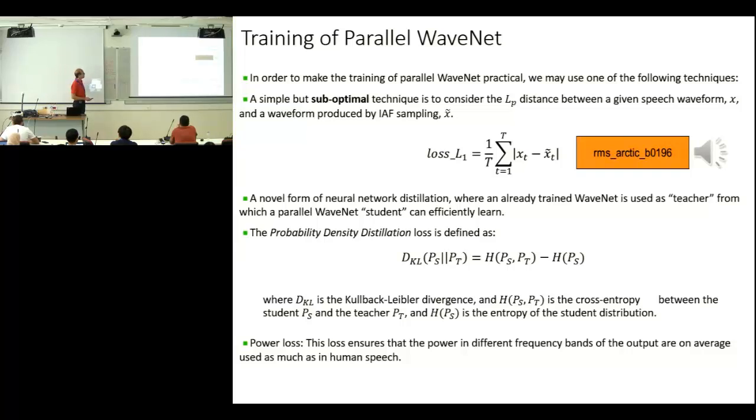I will play you a sample. Here I trained a parallel wavenet using this loss. This is a very, very simple technique. You don't have a teacher and a student. You just have parallel wavenet. It gives an output, and you compare using this L1 loss with the target output. So it's extremely simple, but you will see that the quality is far away from good. It's muffled.